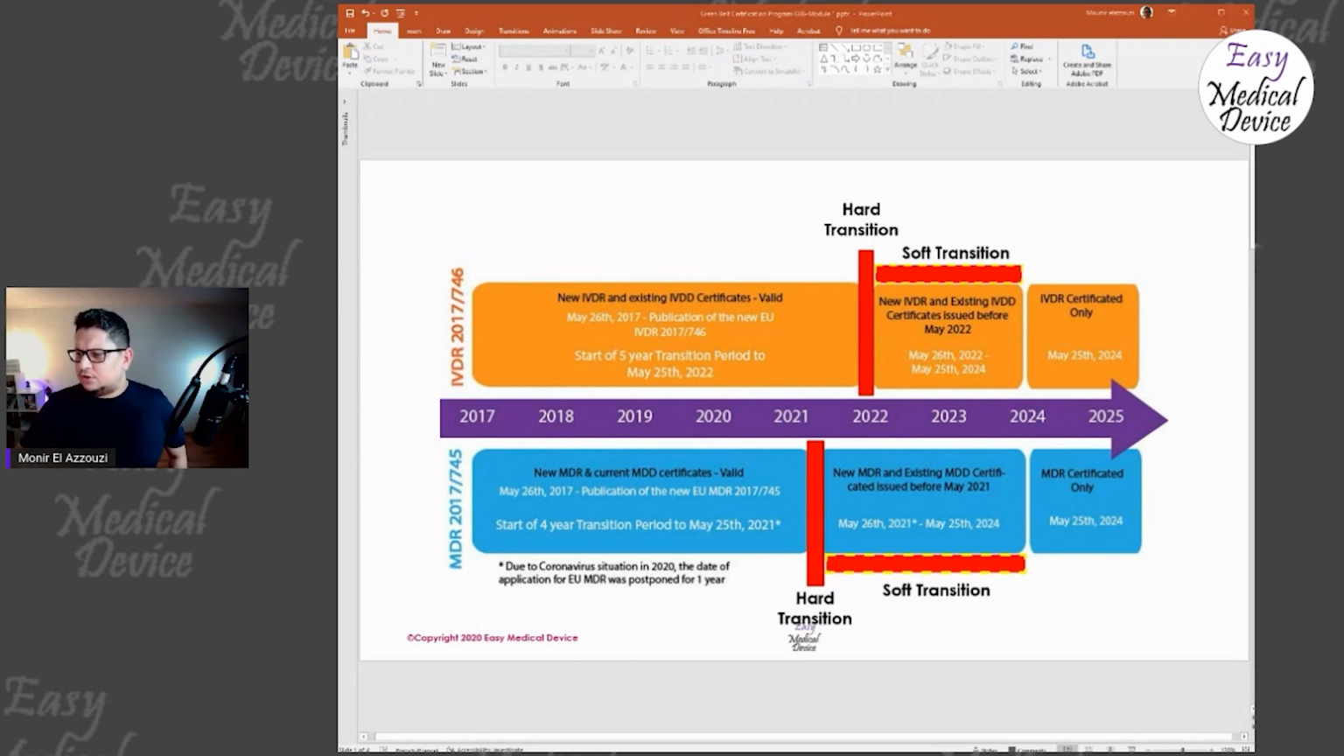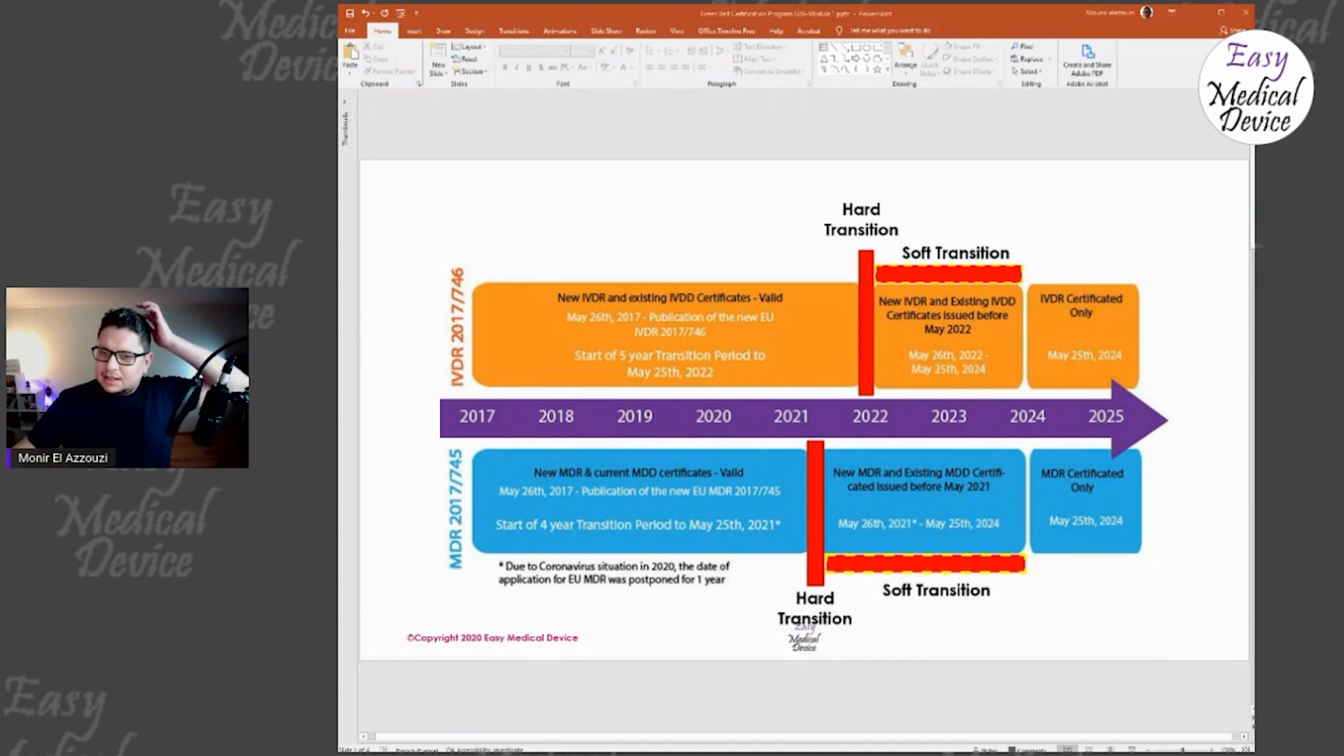Okay, so the idea today is to explain some important things related to some products. First, all products that are class 1 and that will continue to be class 1 after the 26th of May 2021 have a hard transition period. It means that by this date, there is no transition. There is no time left. You have to be EU MDR certified.